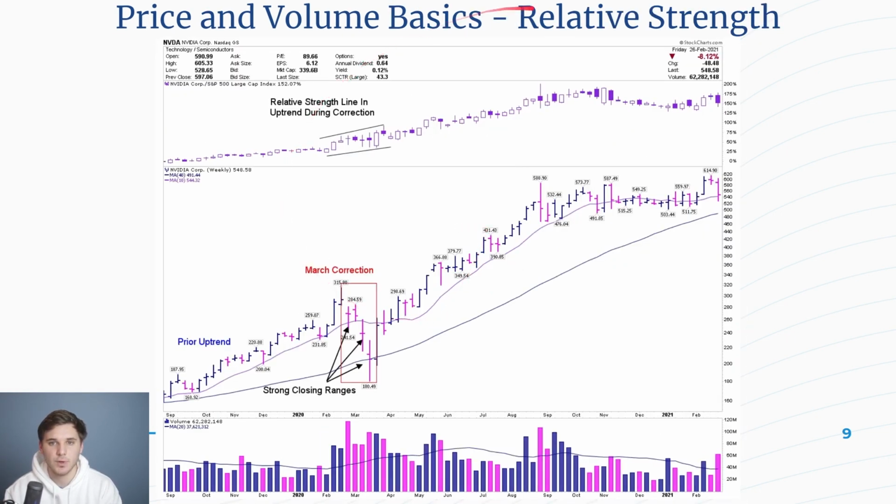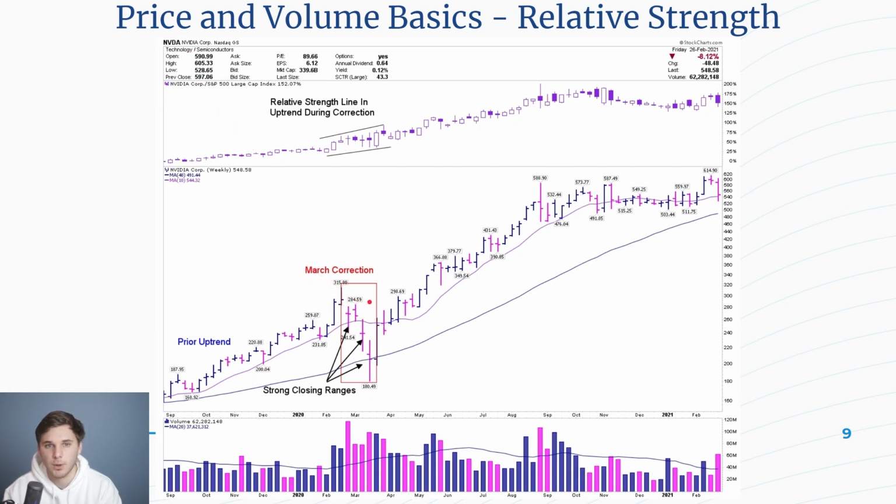And lastly, we've got relative strength. So relative strength is a concept we'll expand upon in a future module. But just as a brief introduction, there's many different ways to identify relative strength. And one of those ways is closing ranges on a weekly basis during a correction. So this is NVIDIA during March of 2020.